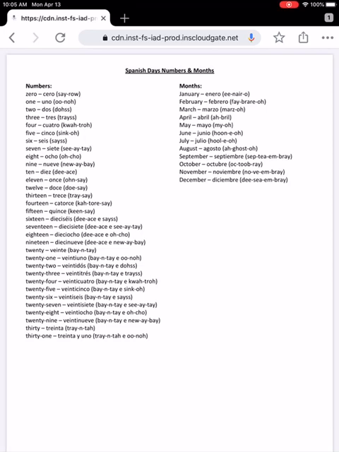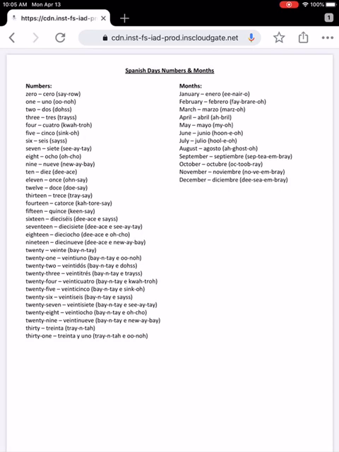All right, let's talk about a few things. I want you guys to look at the numbers 16, 17, 18, and 19. If you look at them, they all start the same. They have that DIECI. Now, that word right there is the word for 10. If you look back at 10, it's normally spelled D-I-E-Z, diez.